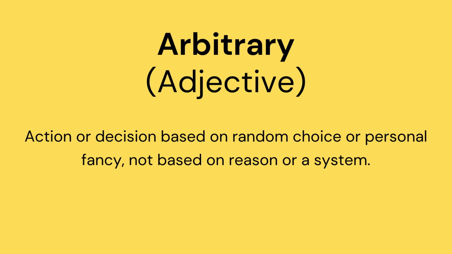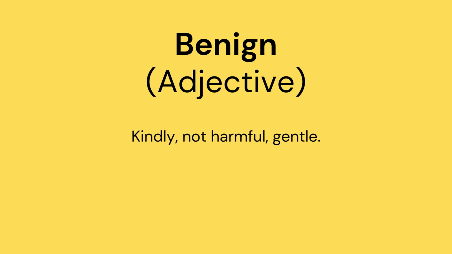Arbitrary is an adjective and it refers to an action or decision based on random choice or personal fancy, not based on reason or a system. Benign is an adjective and it means kindly, not harmful, gentle.